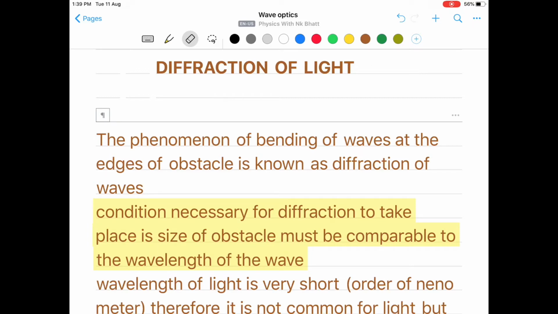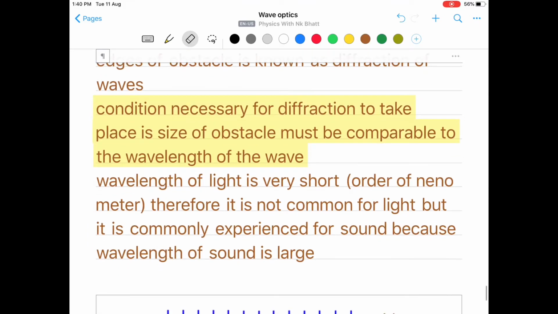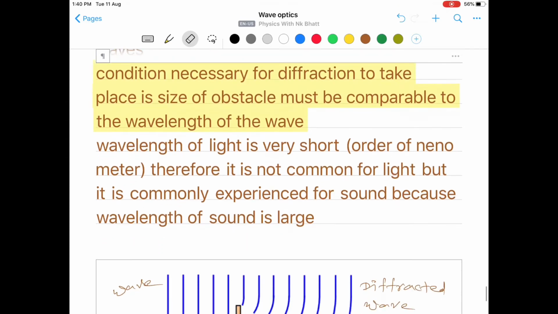On the other hand, if the person is using a torch in his or her hand, then the light of the torch will not reach the other side. Why? Because light is not bending at the edges of the obstacle. This bending is possible for light only if the obstacle is comparable in size to the wavelength of the light. So this example illustrates that for light, diffraction is not seen commonly, but for sound it is experienced commonly.